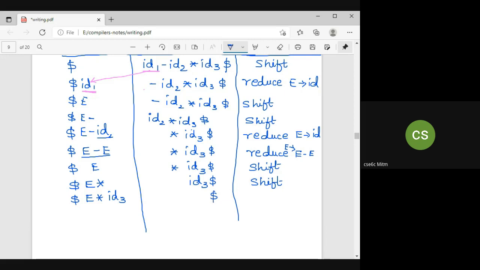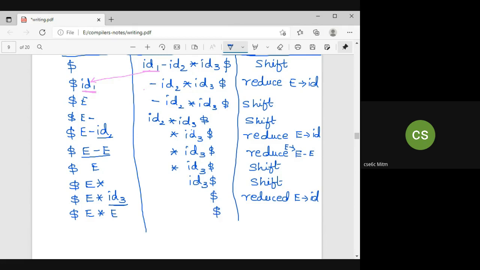Okay. Next, see if ID3 can be replaced by anything. ID star can be replaced, or the entire thing can be replaced. So this particular substring can be replaced. It can be reduced, E goes to ID. This is the reduction. So what happens here? E star E is what you're going to get. Here only dollar will remain.